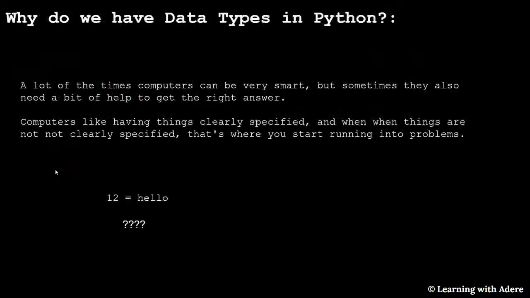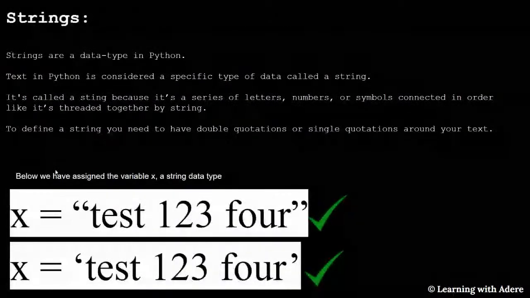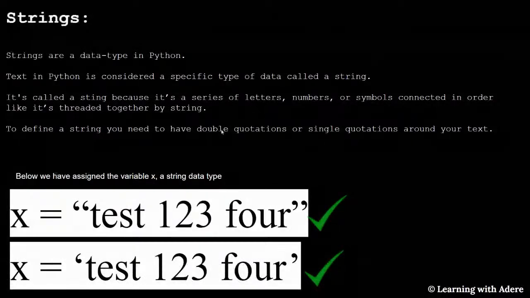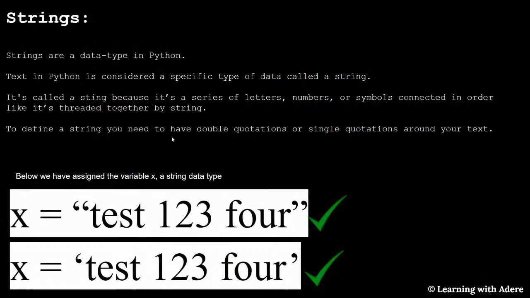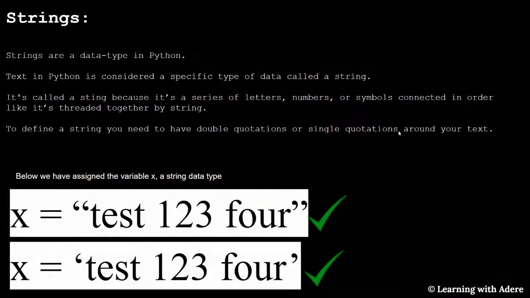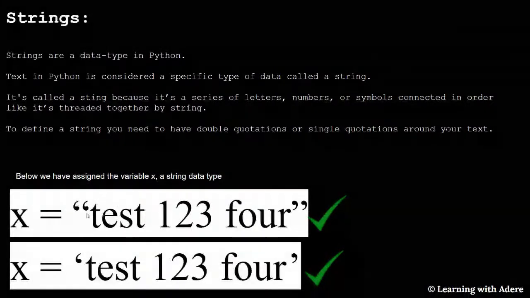We talked about why we have data types in Python, and now strings. Strings are a data type in Python. Text in Python is considered a specific data type called a string. It's called a string because it's a series of letters, numbers, or symbols connected in an order, like it's threaded together by a string. To define a string, you need to have double quotations or single quotations around your text.